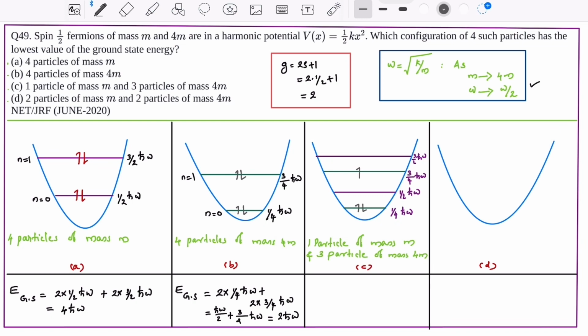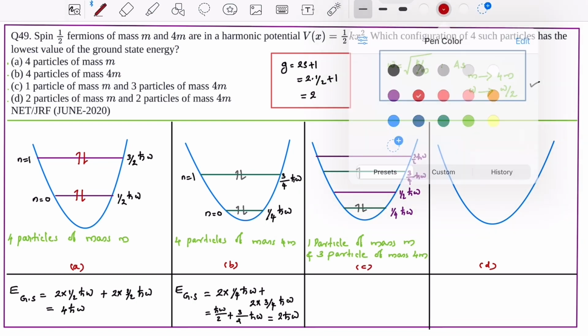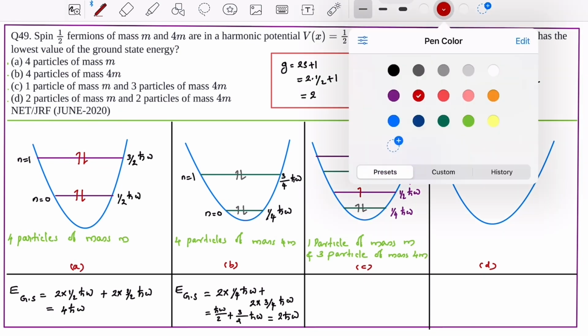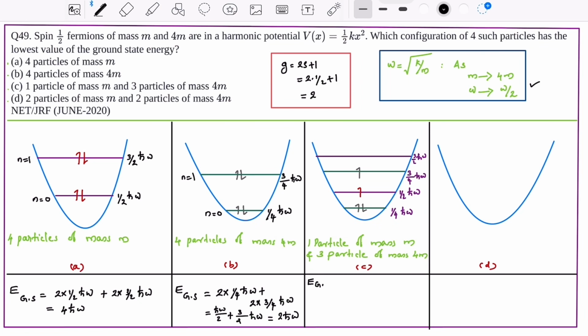Now let us fill the particles of mass 4m first. Out of the 3 particles of mass 4m, 2 particles will occupy the level 1 by 4 h cross omega, and 1 particle 3 by 4 h cross omega, and the particle of mass m has the energy corresponding to half h cross omega. So the total energy will be 2 into 1 by 4 h cross omega plus 1 into 1 by 2 h cross omega plus 1 into 3 by 4 h cross omega, which is nothing but 7 by 4 h cross omega.